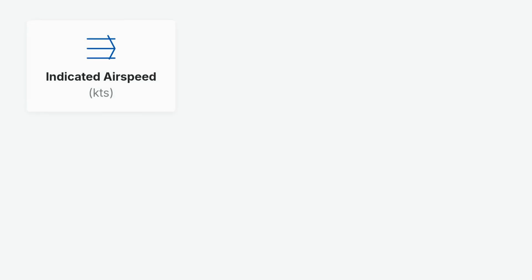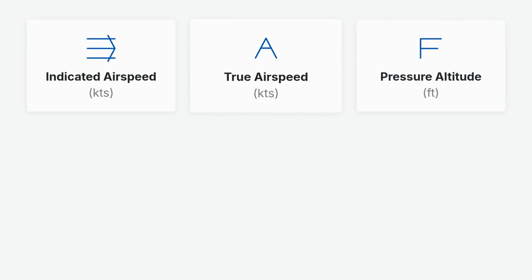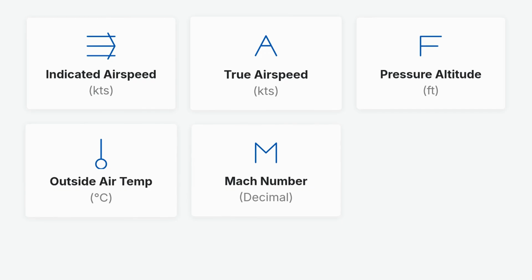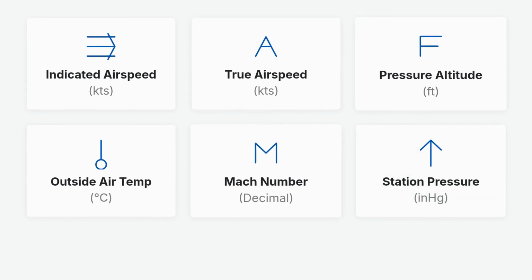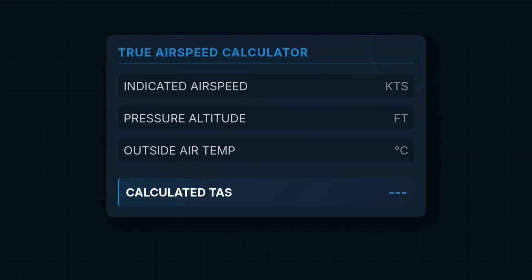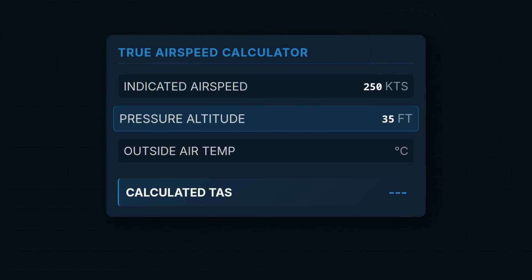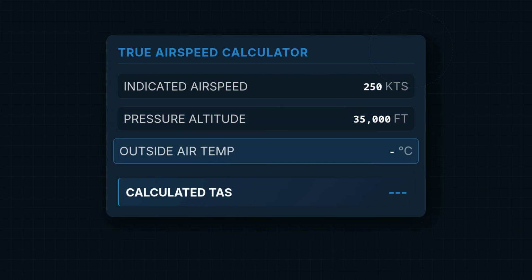The input fields include indicated airspeed in knots, true airspeed in knots, pressure altitude in feet, outside air temperature in Celsius, Mach number as a decimal, and station pressure in inches of mercury. For our example, let's calculate true airspeed using an indicated airspeed of 250 knots at a pressure altitude of 35,000 feet with an outside air temperature of -45 degrees Celsius.